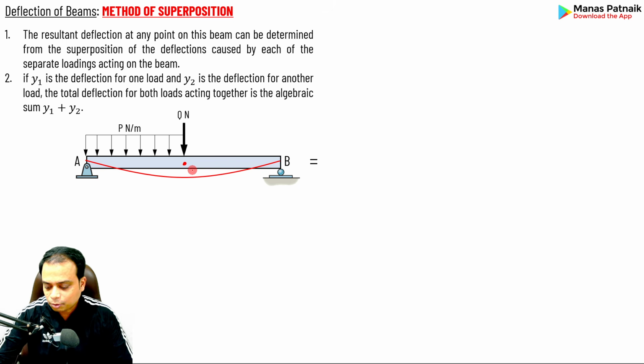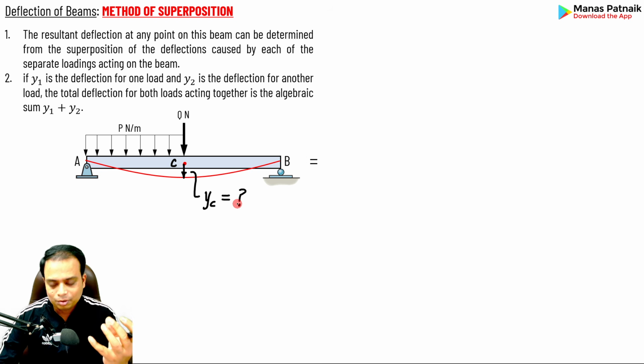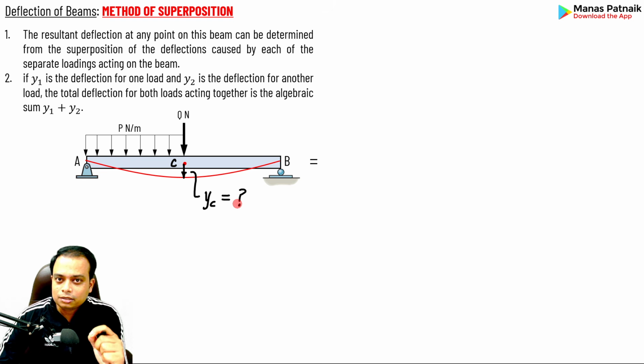Let's say that this point is your point C, and we wish to find its vertical displacement or deflection, whatever you may call it. This YC is something that we wish to calculate. Now, how can you do this without making the math messier, without making fancy equations as you did in Macaulay? So the easiest way is to use the formula sheet, to be honest.